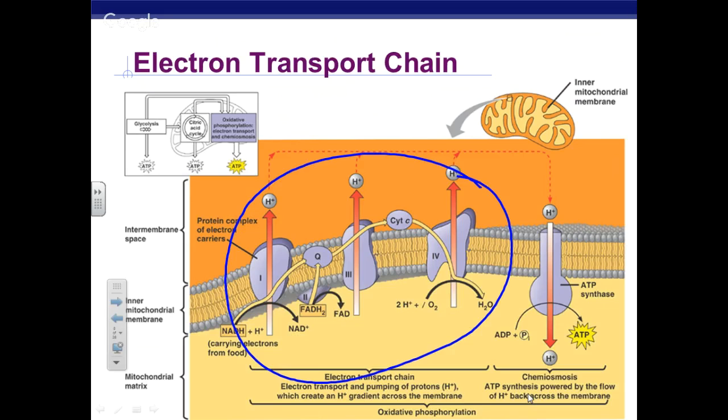Everything that I'm saying, you need to know. Everything on this diagram, you need to know. This is the diagram in the book. Of all the glycolysis, you don't need to know all that. The Krebs cycle, you need to know all this.